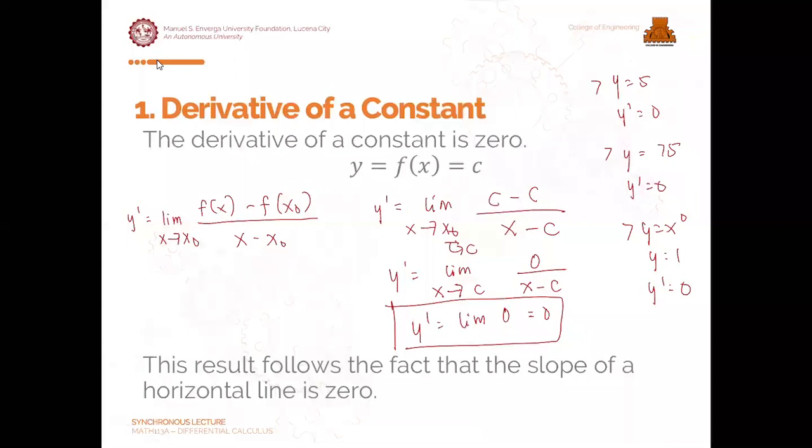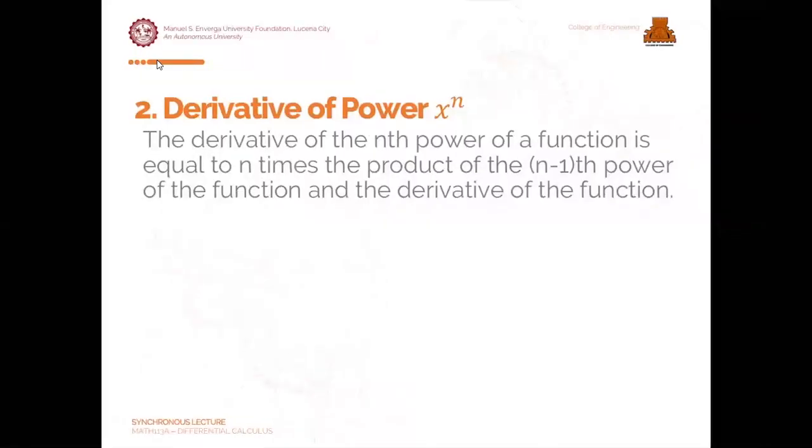Next is what we call the derivative of power x^n. The derivative of the nth power of a function is equal to n times the product of the n minus 1 power of the function and the derivative of the function. Okay. So suppose our function is raised to an exponent.